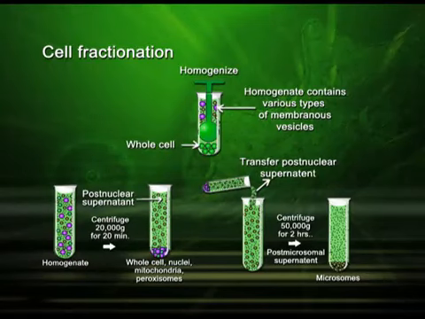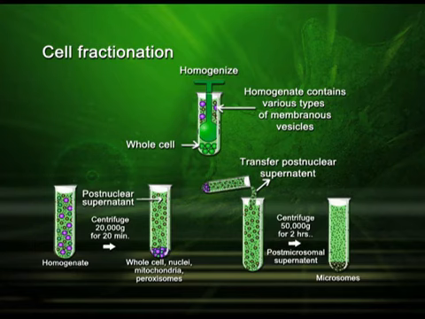An example for differential centrifugation is cell fractionation. Now, let us look into this diagram. The homogenate contains various types of membranous vesicles. Now, this is subjected to centrifugation at 20,000 G for 20 minutes. Now, what do you see in the pellet? You can see whole cells, nuclei, mitochondria and peroxisomes.